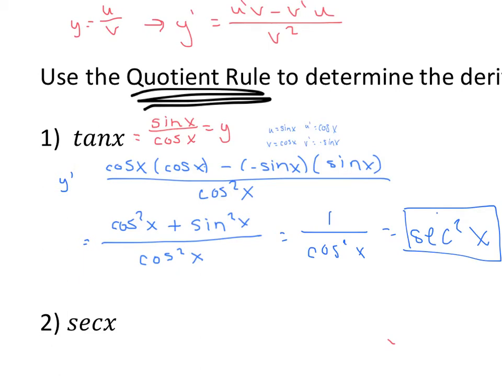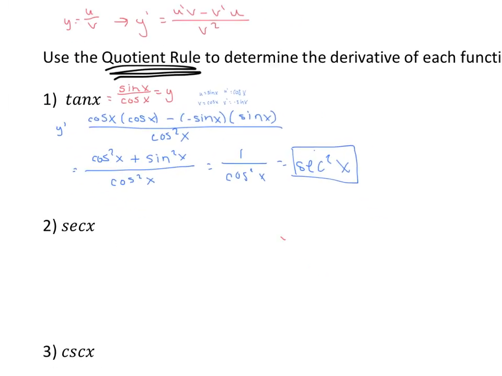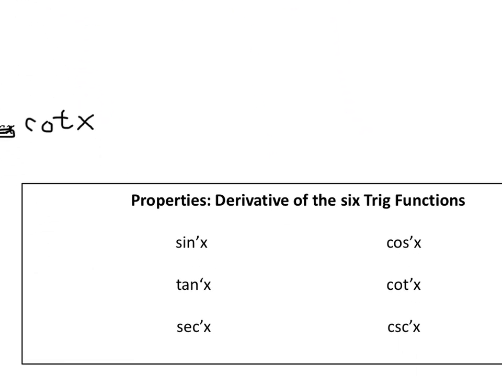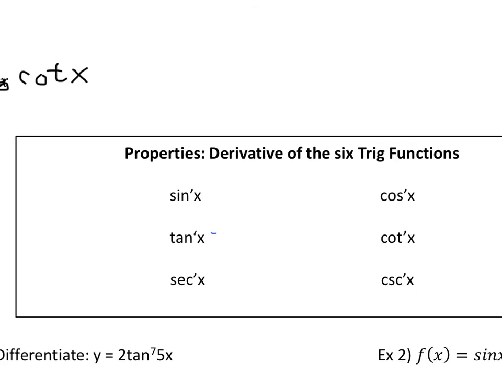So let's scroll ahead now and look at the bottom of the page, just so we don't forget. We know that the derivative of tan of x is secant squared of x, the derivative of sine of x is cosine of x, and the derivative of cosine is negative sine of x.